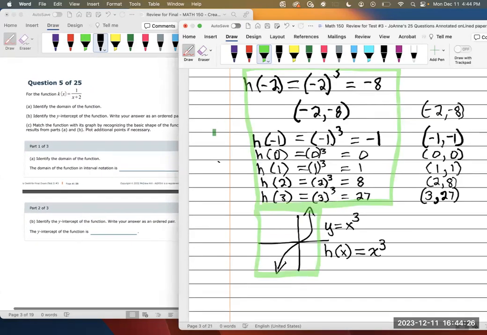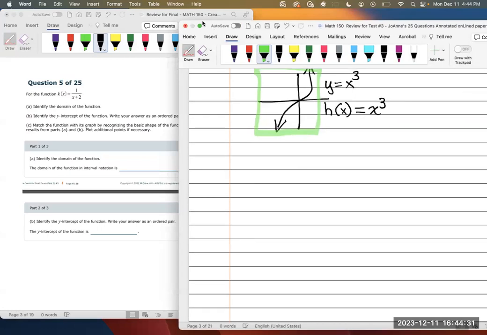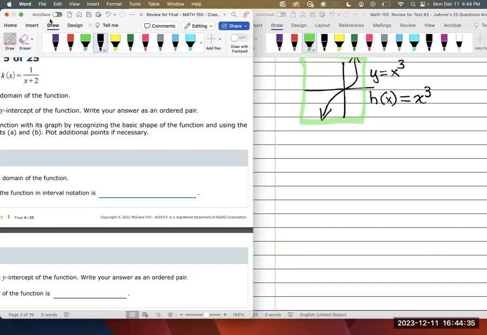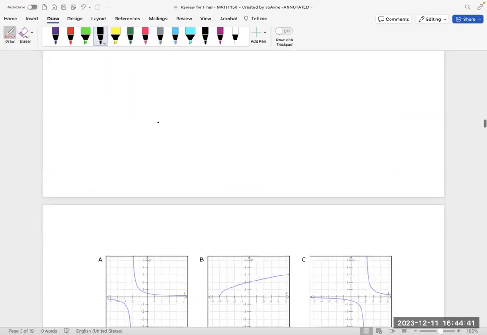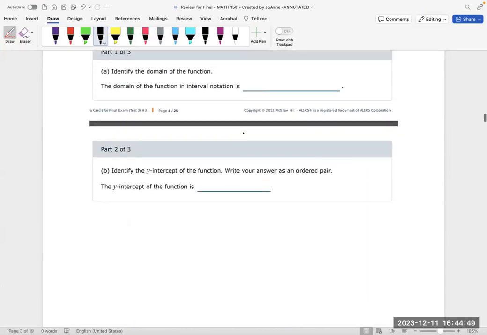Number 5, identify the domain of the function. Identify the y-intercept. Write your answer as an ordered pair. What we are doing here in number 5 is recognizing key points. So then we can graph, or at least what we expect you to do here in Math 150 is recognize which graph it has to be. So we ask you some basic questions.